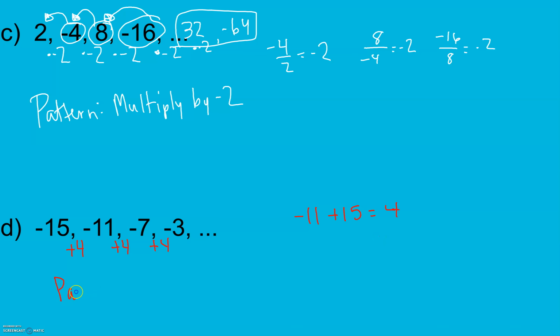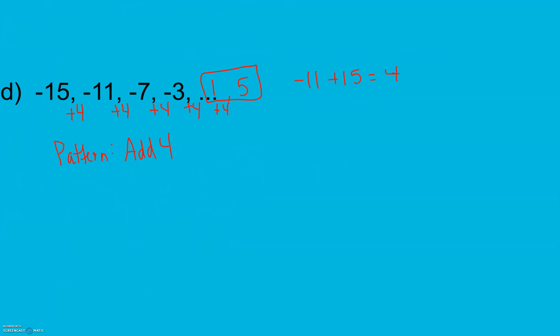Here, my pattern then is that every time we're going to add 4 to the number before it. To continue that, if I add 4 again, I get 1. If I add 4 again, I get 5. So 1 and 5 are my values there.